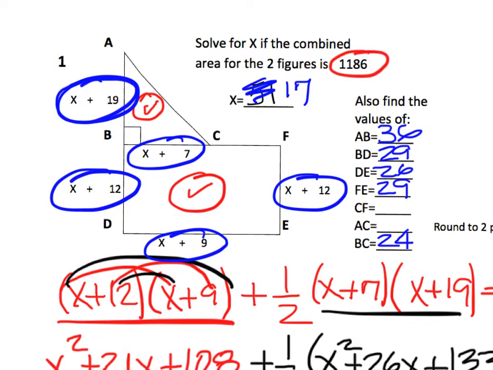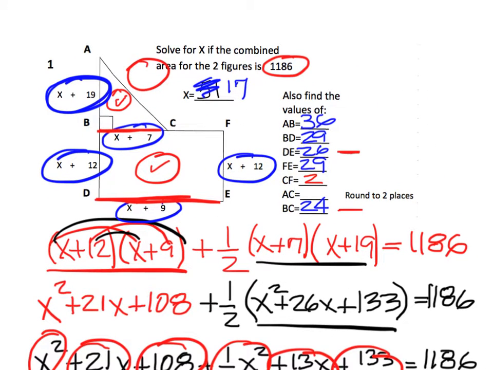And then we have CF to find. Well, if DE is 26 and BC is 24, what is the value of CF? It'd have to be 2. And then we have to find AC. And notice that this one says that you have to round to 2 places.